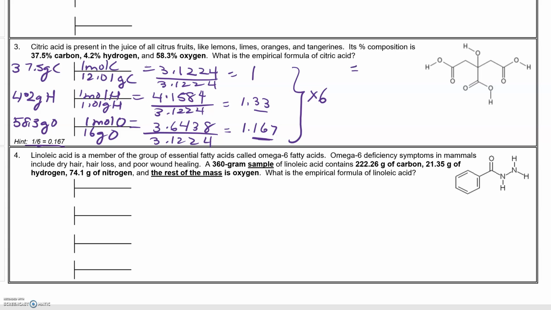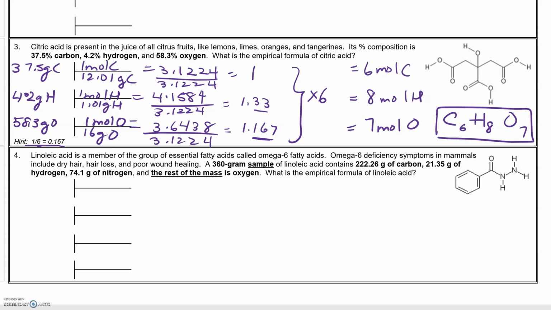So when you do that, you will get 6 here. And this is going to be 8. So this is 6 mole carbon, 8 mole hydrogen, and 7 mole oxygen, okay? And here's that whole compound right here, citric acid, all right? So the formula is carbon 6, hydrogen 8, and oxygen 7. And that's your empirical formula. All right, I hope this was helpful.